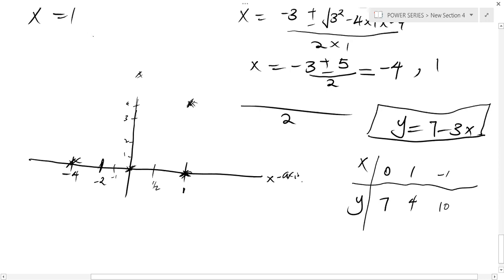They are meeting at minus 4. Let me also have a value for minus 4. At x is minus 4, if you put minus 4 here, we will have minus 4 multiplied with minus 3, that will be plus 12. So 7 plus 12, that will be 19.